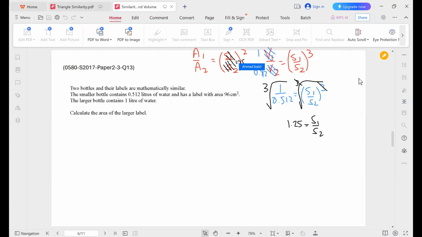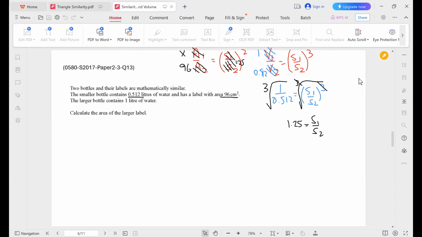And A1 and A2, we are given that 96 is the area corresponding to the smaller volume. 96 here is the area that corresponds to the 0.512, so the smaller area. So we put the 96 in A2, not A1. And we put X in A1 because we want the area of the larger label.